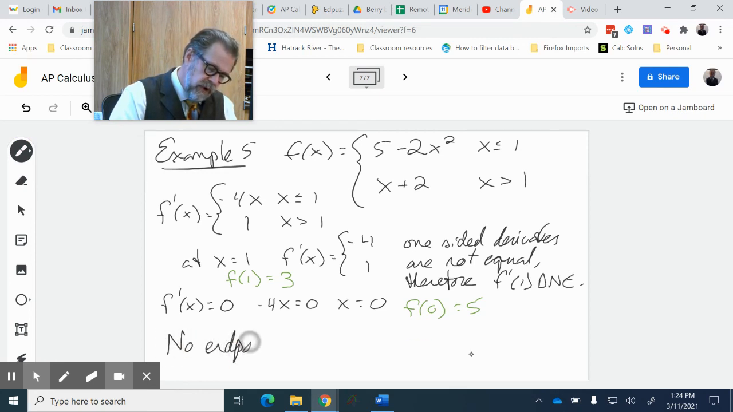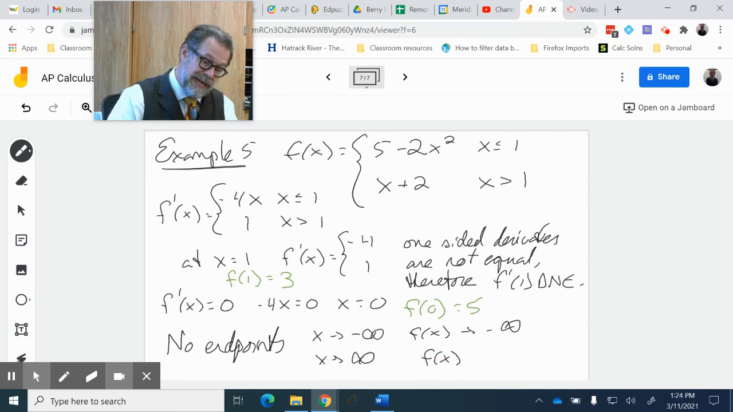What does this function do in either direction? Well, as I go to the left to negative infinity, I'm dealing with the first equation, x less or equal to 1. And notice that the function is going to go to negative infinity. And as x goes to positive infinity, I'm dealing with the function on the right, x plus 2, which means that the function goes to positive infinity, which means that these are local maxima and minima.